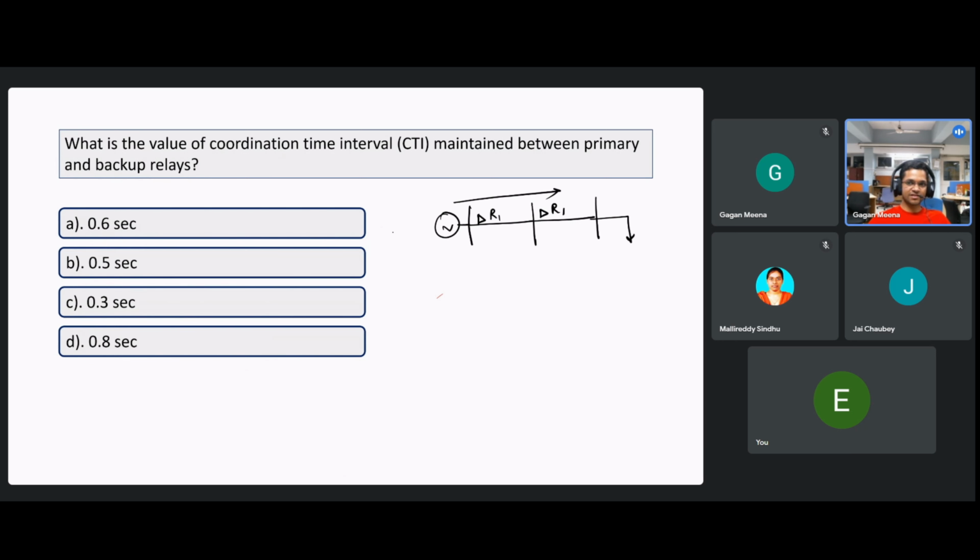Suppose let us take only this conventional system. We have these two relays R1 and R2, and if R1 is the primary for this fault and R2 is its backup. If R1 is not able to detect and clear this fault, then R2 will detect. So it will wait for some time. So what is that time?